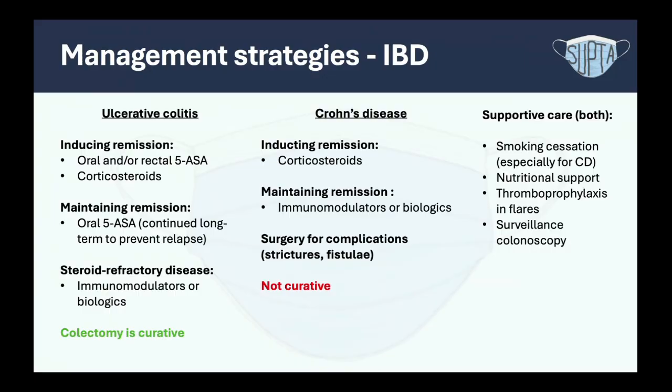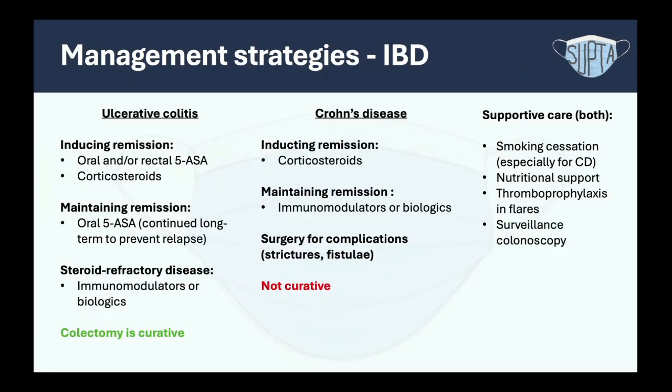For patients with moderate to severe flares, if they don't respond to the acid, then you can give them corticosteroids. And to maintain remission, oral acid is continued for the long term to prevent any relapse. And for patients with steroid refractory disease, meaning they don't respond well to corticosteroids or if they have become dependent on them, they would typically move on to more potent immunosuppressive therapies like immunomodulators or biologics. But we'll discuss some more examples on the next slide.